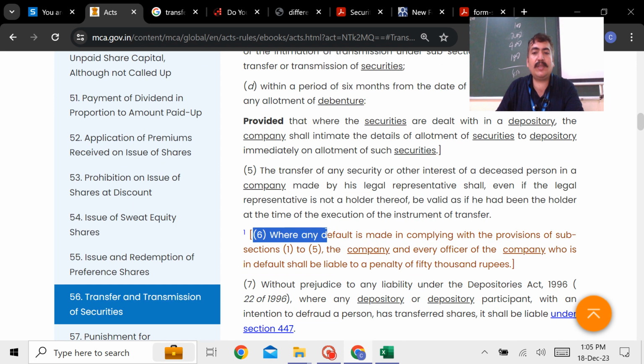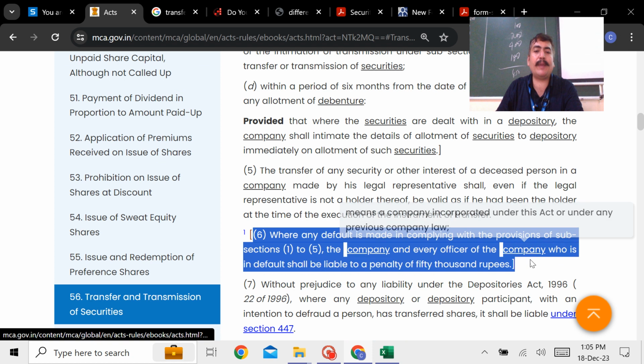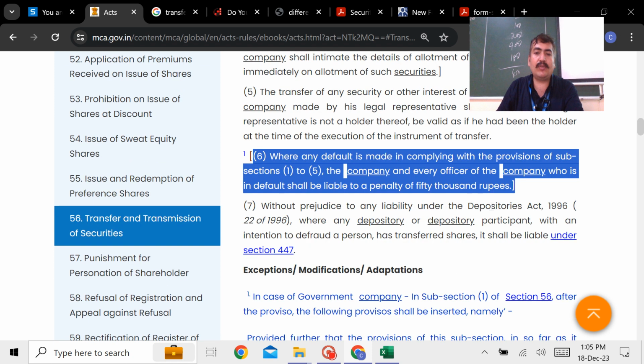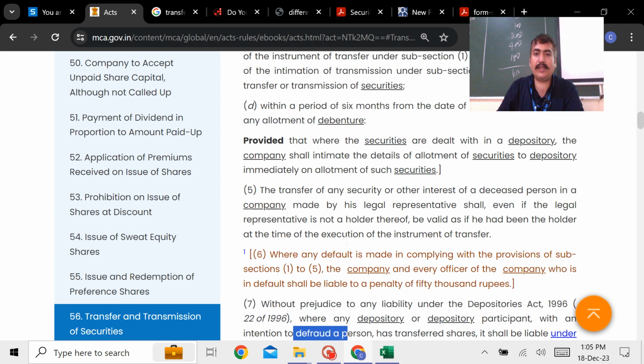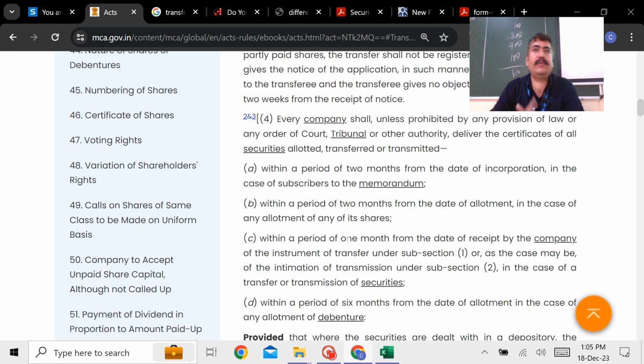Subsection number 6 is trying to say something about the penalties and the punishment. I do not want to go into this. And even, my dear students, section 447 will be applicable if you are doing this to defraud people. So in short, guys, in section 56, this was the provision. Alright.